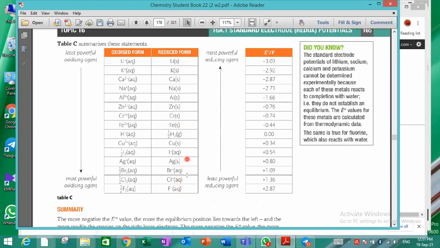So as we said here, all these are reducing agents. All of them are reducing agents, but the most powerful of them is lithium. And all these are oxidizing agents on the left-hand side, but the most powerful oxidizing agent would be the fluorine.